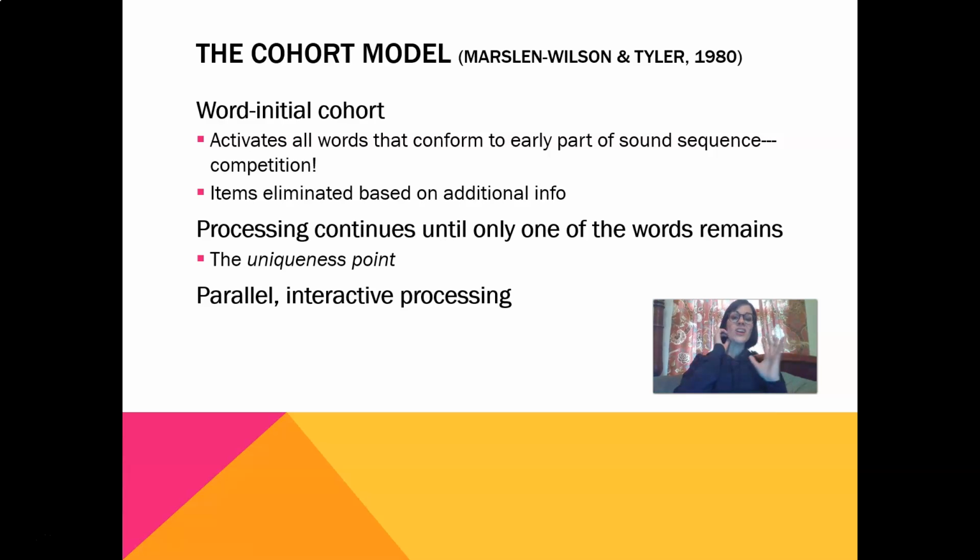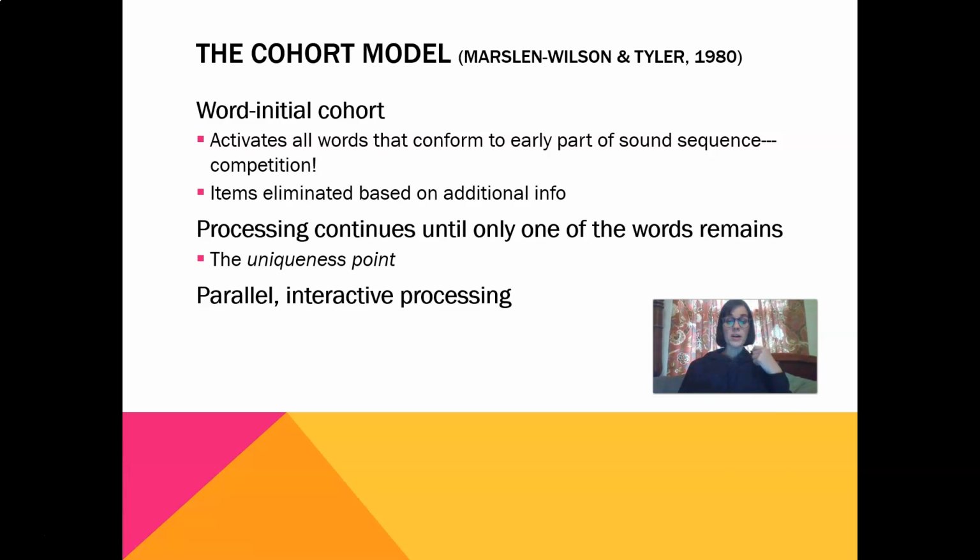I will talk just briefly about the cohort model, but I'll try to keep it pretty short. So this was developed by Marslen-Wilson and Tyler back in 1980. And so the cohort model is basically the idea that when you are starting to hear speech, initially, this is kind of a spreading activation model, you are going to spread that activation to all words that conform to the early part of the sound sequence.